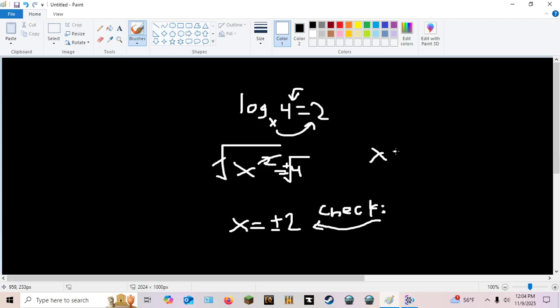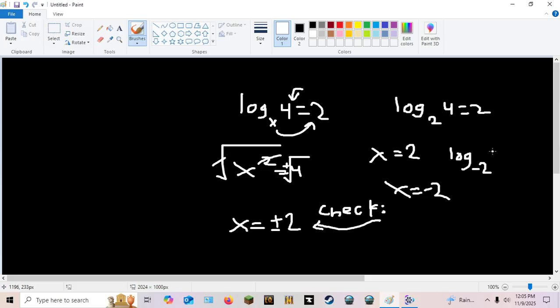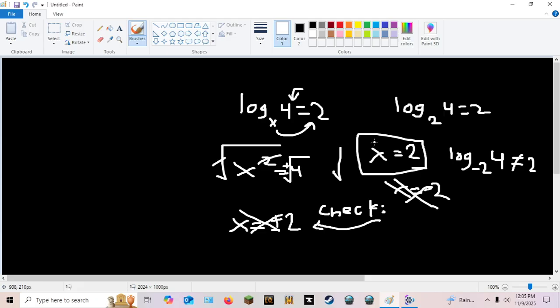For x equals 2, we know that log base 2 of 4 is 2 because 2 squared is 4. But for x equals negative 2, log base negative 2 of 4 is not equal to 2. So this is not a solution. Instead, only x equals 2 is the correct answer. Make sure you are careful with logarithmic equations.